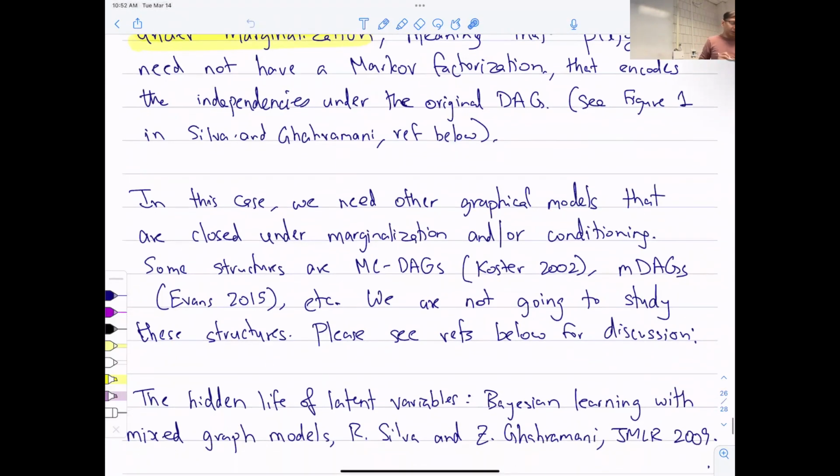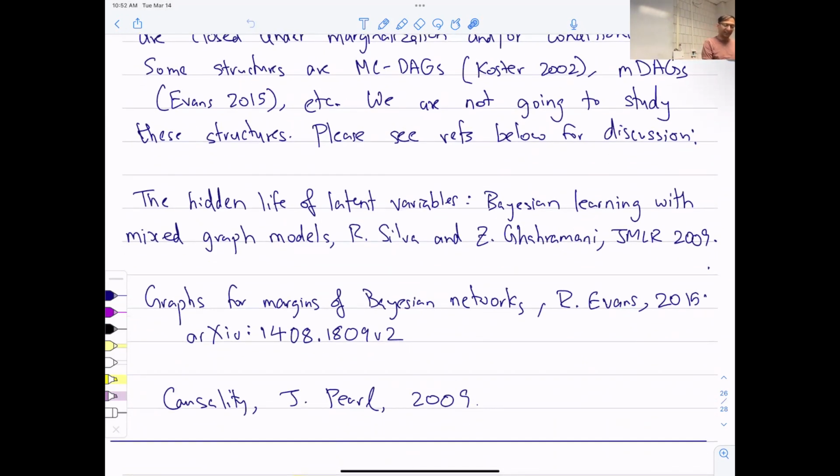Okay. So, are there other graphical models that are closed under marginalization and conditioning? We have talked about one graphical model. Are there other types of models you can have? Yes, more complicated models. There's a zoo of them. You can look at some of these papers: The Hidden Life of Latent Variables in JMLR, the graphs for margins of Bayesian networks, etc., and Pearl's book and so on.